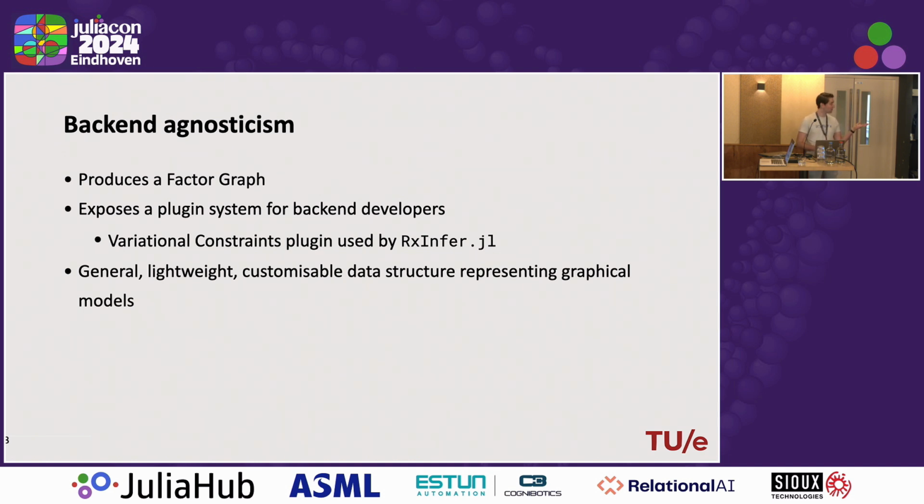In order to do this backend agnosticism, we implemented what we call a plugin system, which is basically just an extensibility system for backend developers. For example, RxInfer.jl, which does variational inference, uses a variational constraints plugin in which you can specify constraints on the variational posterior, which is then used by the inference backend to do Bayesian inference. So this gives us a very general, lightweight, but still customizable data structure with which we can represent probabilistic graphical models, and it can be used by any inference backend.